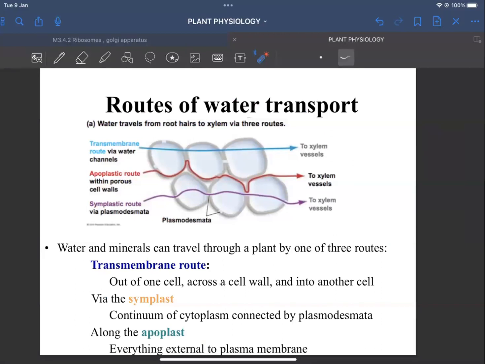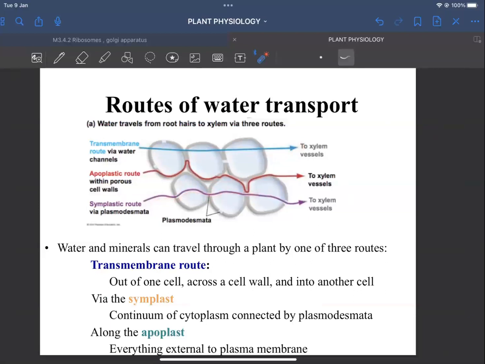All right, so the water is going to travel from the root hairs to the xylem via three routes. They have a transmembrane route, which is via the water channels. We have the apoplastic route within the porous cell wall, and we have the symplastic route via plasmodesmata. Via water channels directly, or via the porous cell wall, they travel along the cell wall. The plasmodesmata are really tiny holes in between the cell walls that allow the water to travel through.